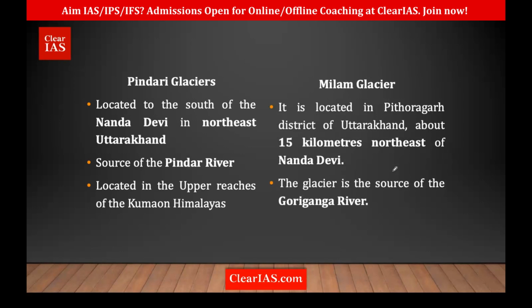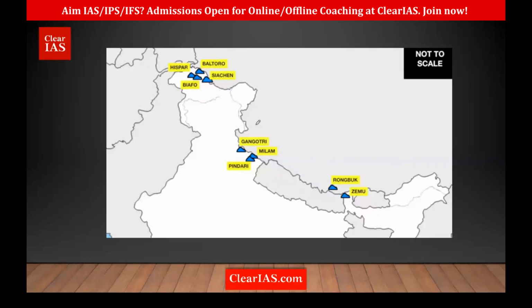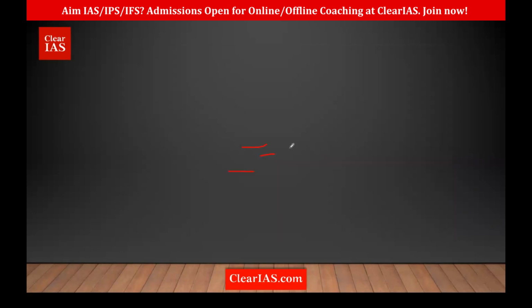So from Milam glacier comes the Gori Ganga river. Okay, so you can see here, this is Gangotri, which is on top. Then we have Milam and Pindari. This is important because UPSC has asked about the Pindari glacier.